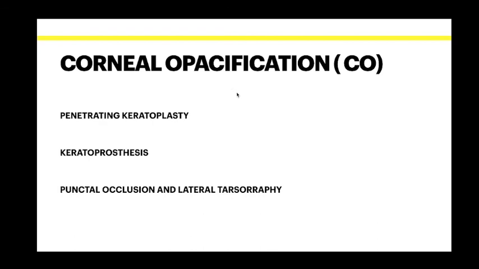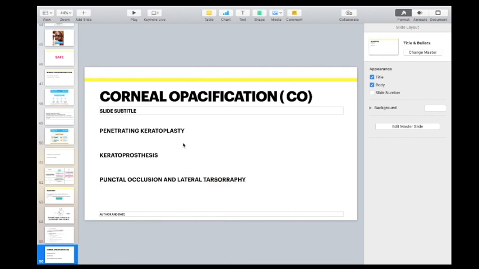Now if corneal opacification has occurred, we can go for penetrating keratoplasty or keratoprosthesis. If severe scarring occurs, along with this, as an adjuvant therapy, we can go for punctal occlusion and lateral tarsorrhaphy. This is to protect the cornea from further damage after the surgery. So this is all about trachoma. For more details about the surgery, I'll link the WHO manual for surgery in the description.